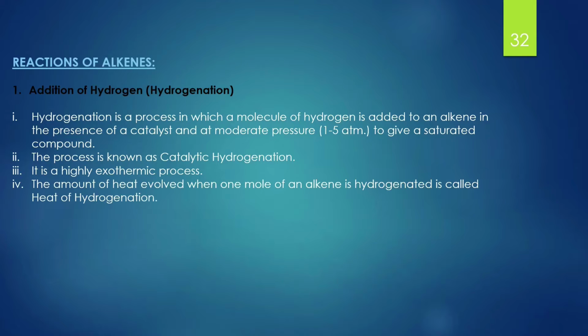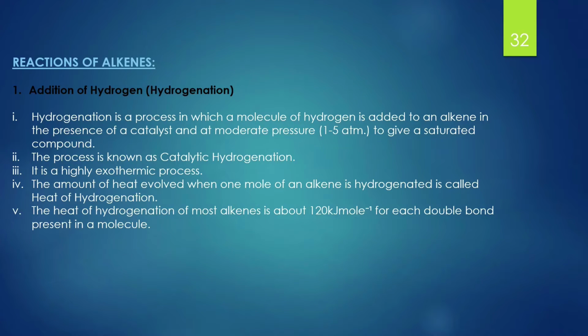The amount of heat energy evolved when 1 mole of an alkene is hydrogenated is also known as heat of hydrogenation. The heat of hydrogenation of most alkenes is about 120 kJ per mole for each double bond present in a molecule. The catalysts employed are usually platinum or palladium and Raney-nickel.